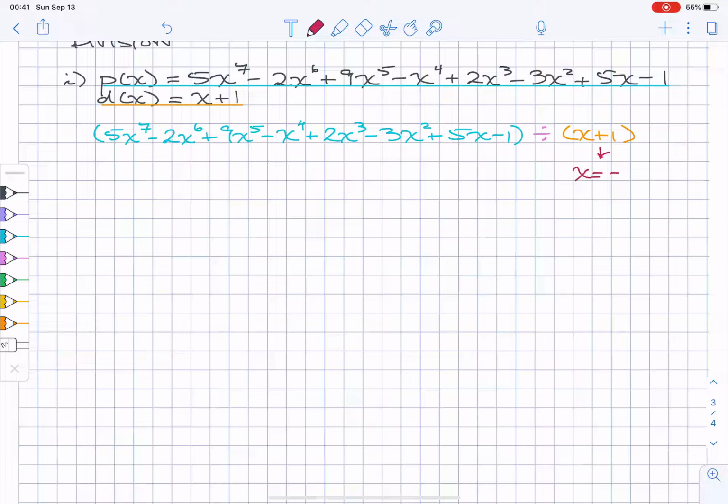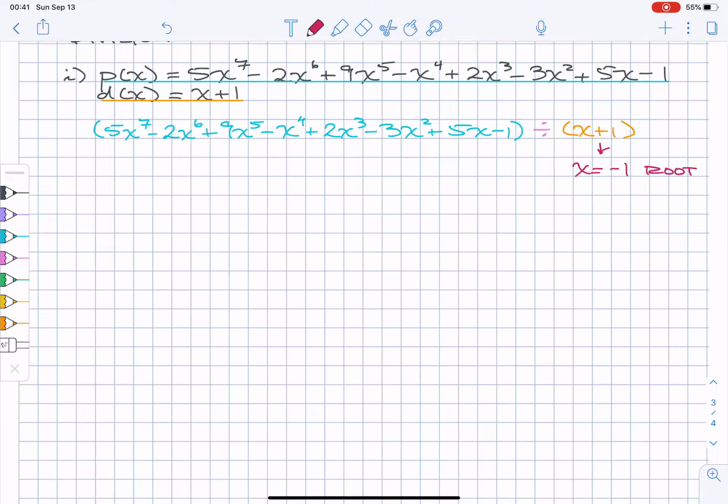X equals negative 1 is the root. And that's important because that's what's going to go on the outside, so negative 1. And now we're going to have an upside down division symbol, as opposed to the right side up division symbol. For synthetic division, it's the opposite.